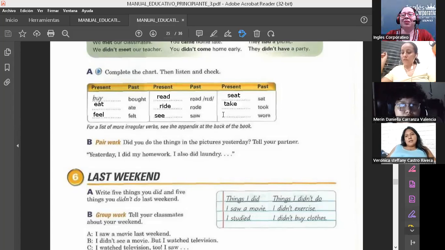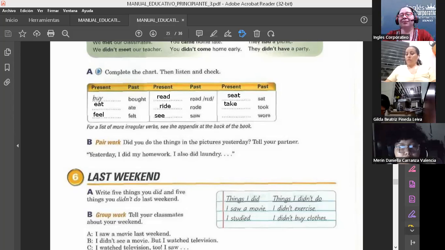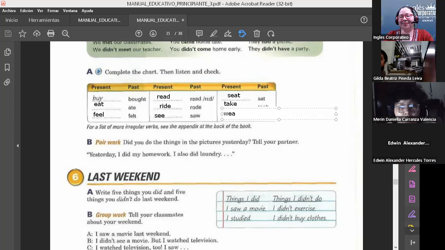Okay. Vamos a ver. Y the last one. And the last one. Uh-huh. Where? Okay, how do you spell it? W-W-A-N-R. Very good. Thank you very much. Okay, very good. So now let's read them.